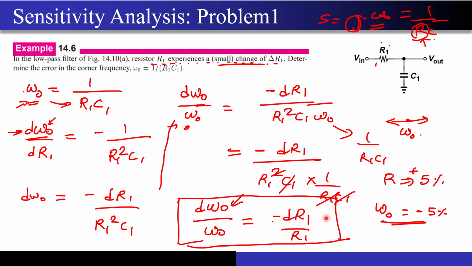So what does this mean? Any change that I make in R1, let's say if I increase R1 by 5%, I expect my change in the center frequency to be minus 5%. Now what does this minus 5% actually dictate? It is just showing you that if you increase this quantity, your pole frequency is going to decrease, and this is very clear from this expression, right? Your omega naught is 1 by R1 C1. So if your R1 increases, you should expect that your pole frequency goes down, right? And this is what this negative sign indicates.